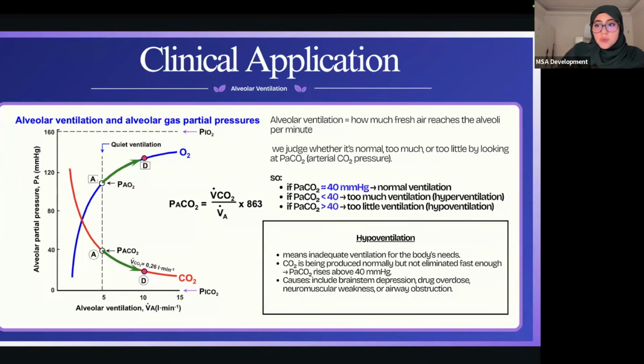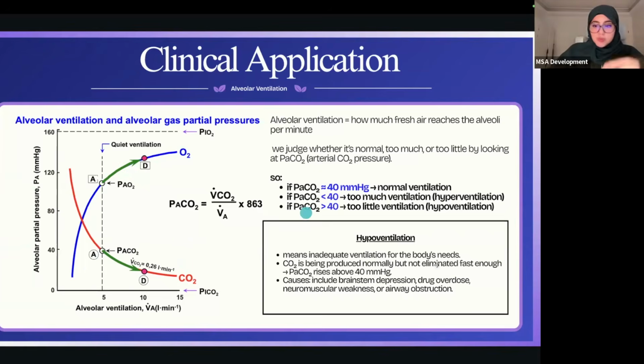So I can't ventilate that well. Unfortunately, there's going to be an accumulation of CO2 and it's going to rise above 40. So above 40, CO2 is hypoventilation because there's an accumulation of CO2 within the arterial blood gases, and I'm not exhaling it as well or efficiently as I should be.